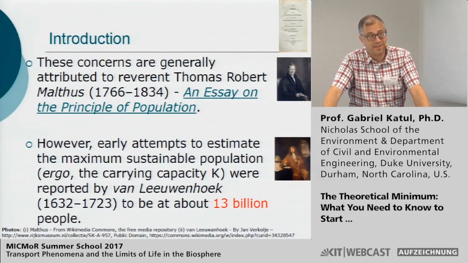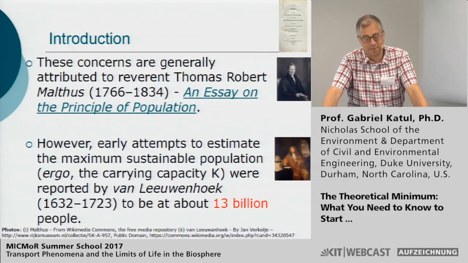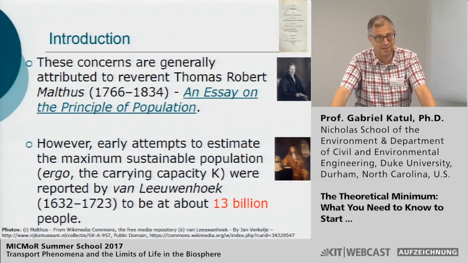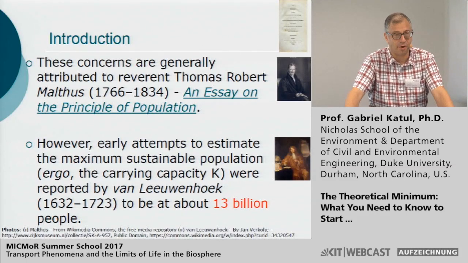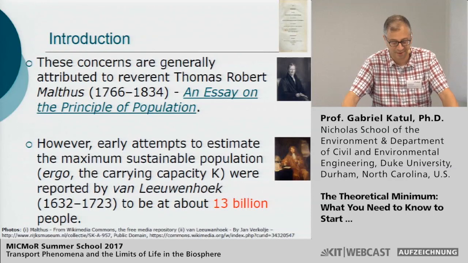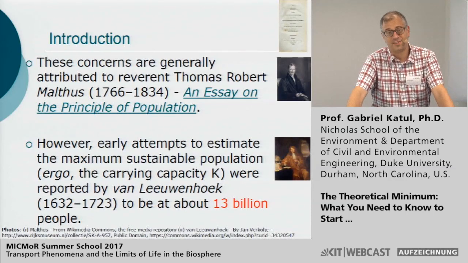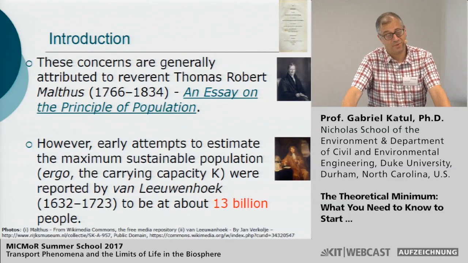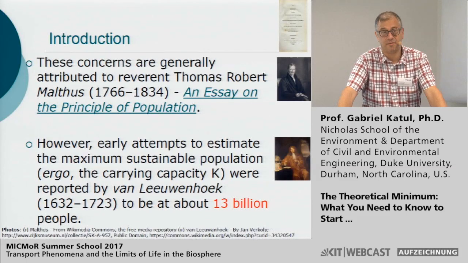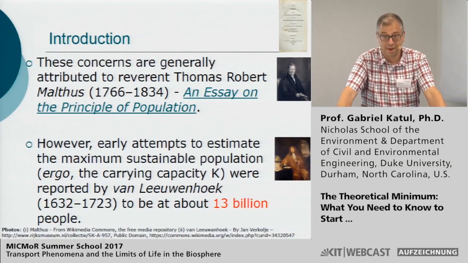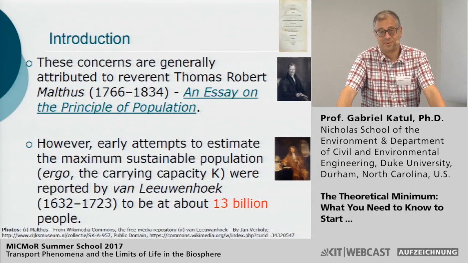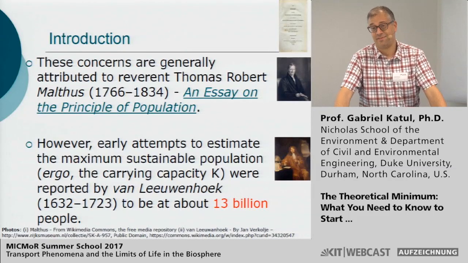Early attempts to estimate how much the carrying capacity of the planet is were done by a very famous Dutch microbiologist by the name of Van Leeuwenhoek. I hope I'm pronouncing his name correctly. Now, Van Leeuwenhoek is credited with perhaps creating the field of microbiology and using microscopes to study, actually, microbes. So he was among the first to do that. He's also famous for being friends with Vermeer, the famous Dutch painter.